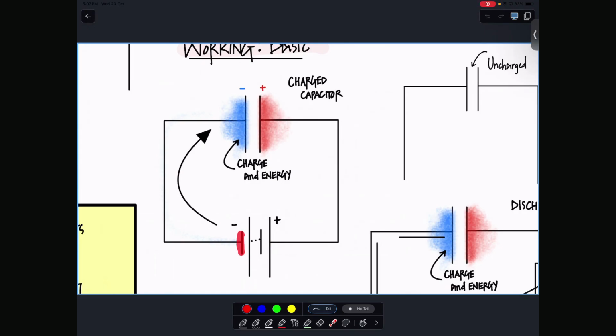Also, the negative terminal will do what to the electrons here? Repel them, and the electrons will go like that, and they'll get stored there. So eventually, on this side of the capacitor you have a lot of electrons, and on this side of the capacitor you have fewer electrons. And as these electrons go from the battery all the way up to the capacitor, what do they carry from the battery to the capacitor? Energy.